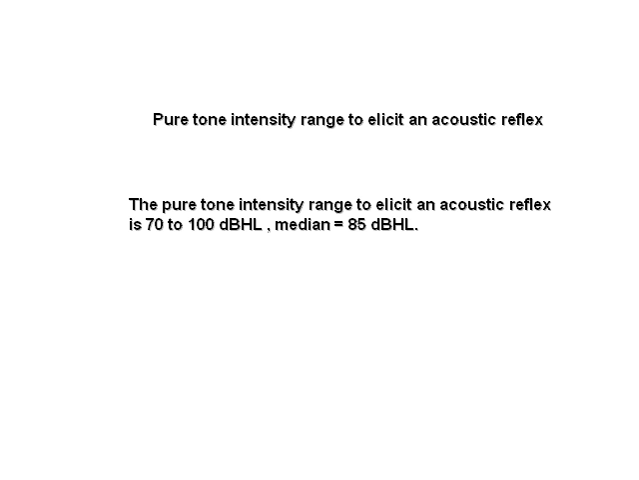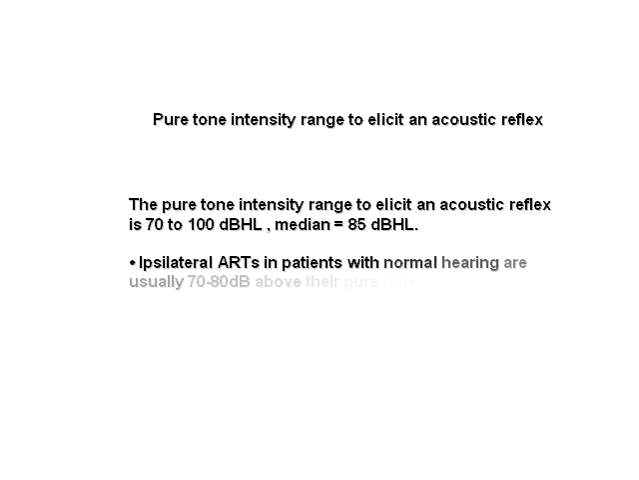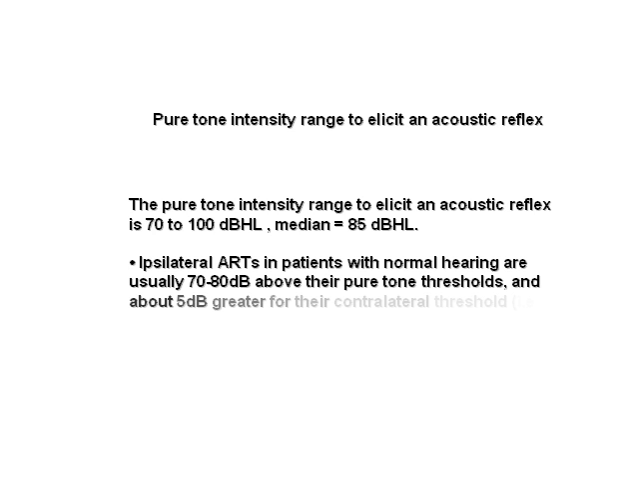What is the pure tone intensity range to elicit an acoustic reflex? The usual range is 70 to 100 decibel hearing level, with a median at 85 decibel hearing level. Ipsilateral acoustic reflex thresholds in patients with normal hearing are usually 70 to 80 decibels above their pure tone thresholds and 5 decibels greater for their contralateral threshold.